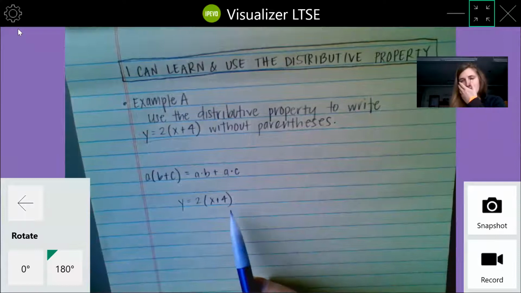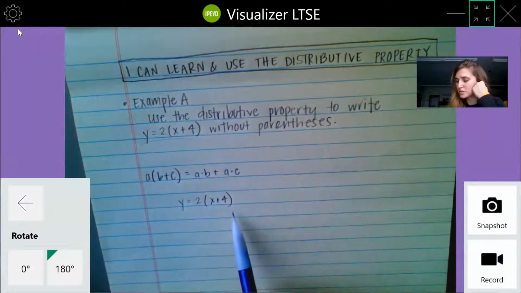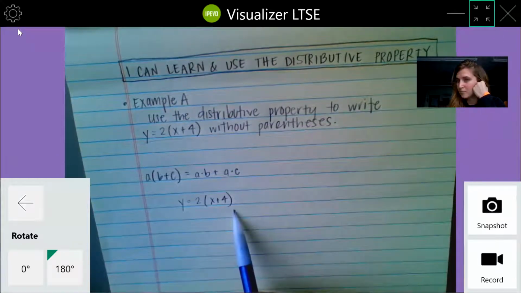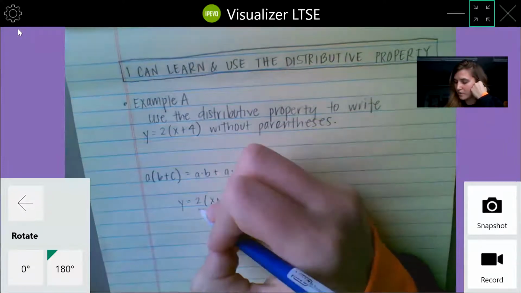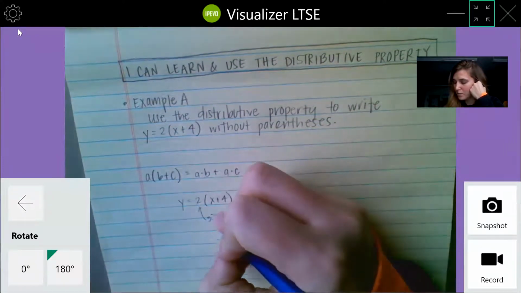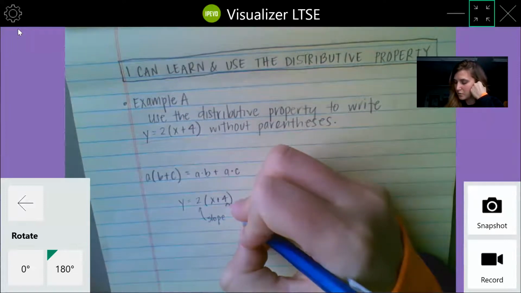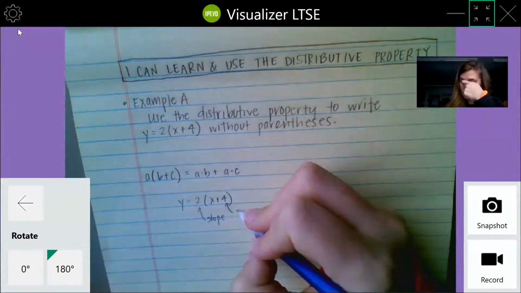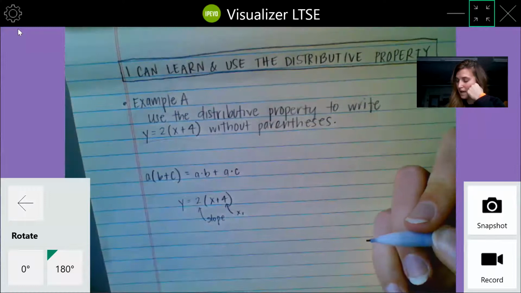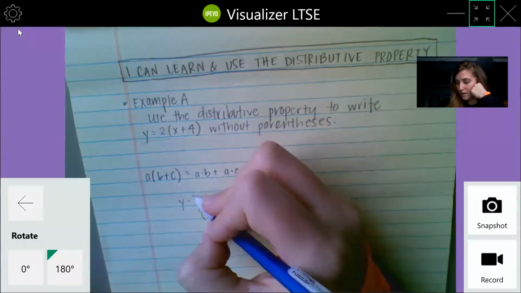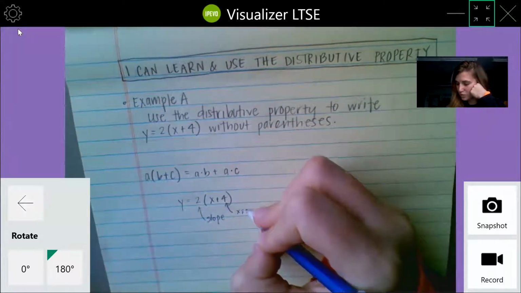So this looks like it's in point slope form, where this would be my slope, this would have been my x1, and then my y coordinate, I should say my x coordinate.